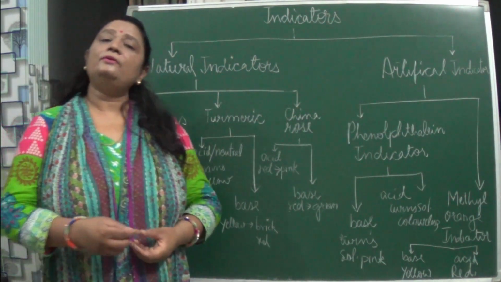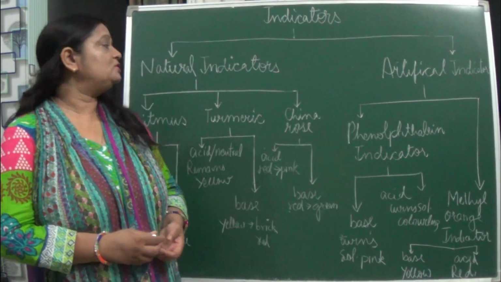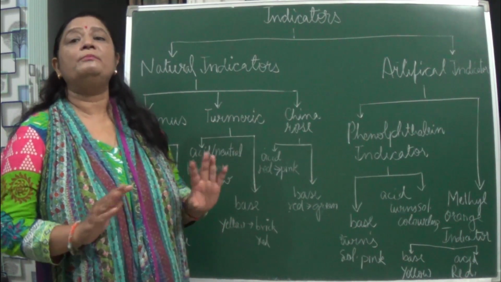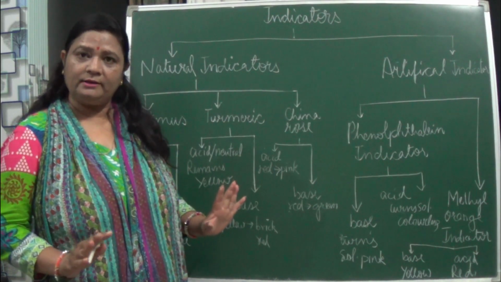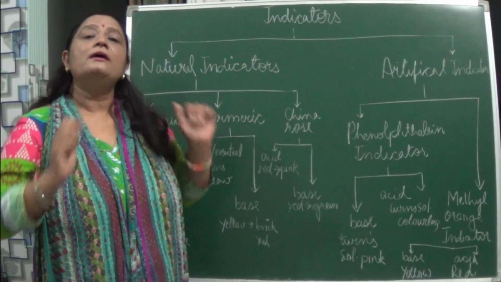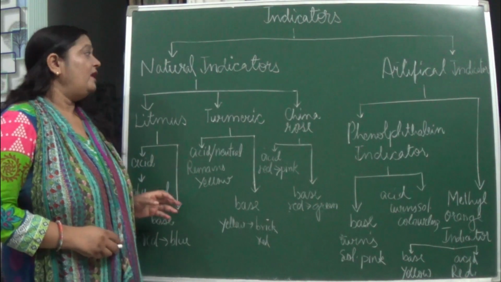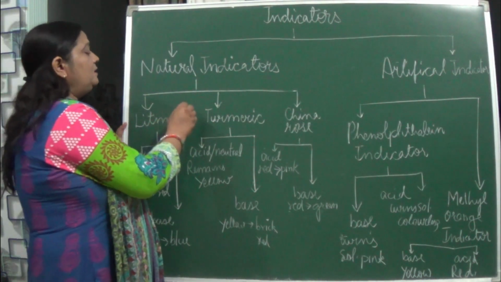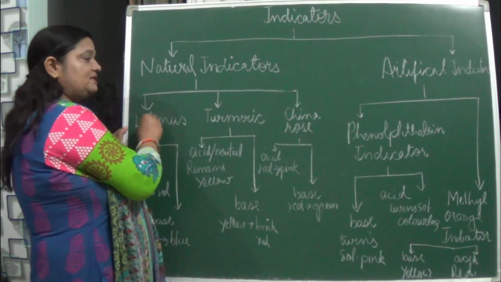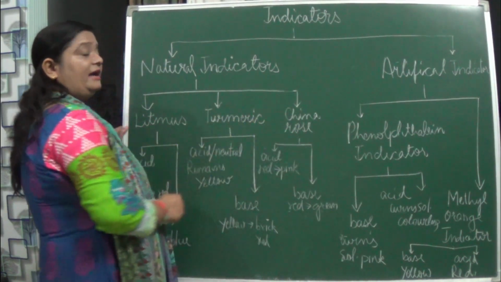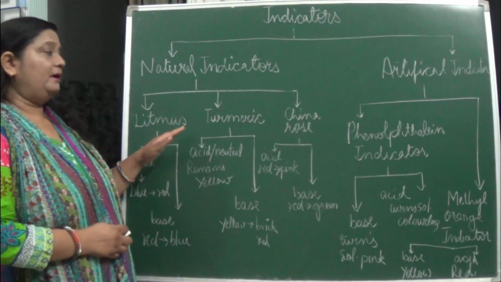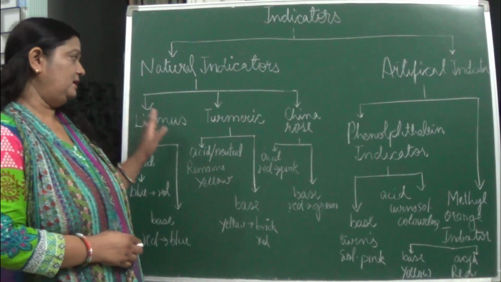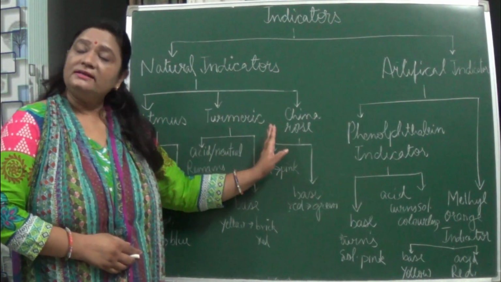When we are talking about a natural indicator, it means we are getting it naturally in the environment. We are not making it, we are not preparing it, we are getting it from nature. Natural indicators are of three types: litmus, turmeric, China rose. Actually, I am saying three here, but there are many more. But you have to study only these three: litmus, turmeric and China rose.